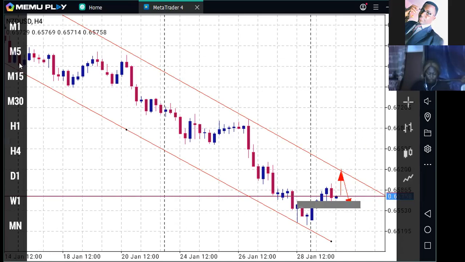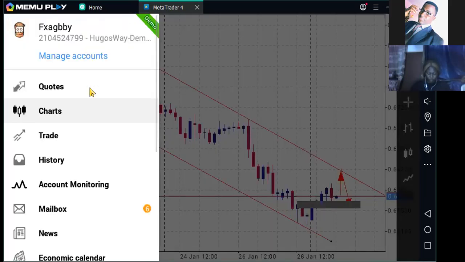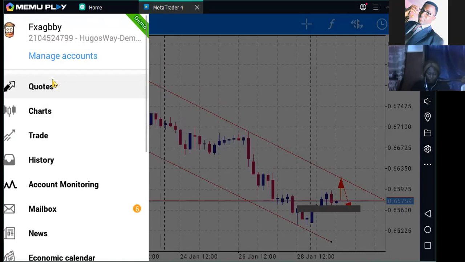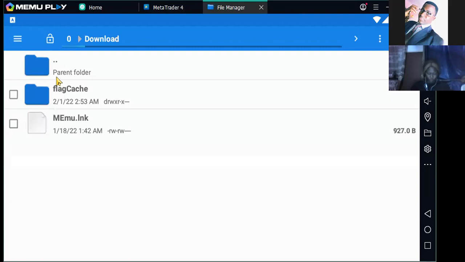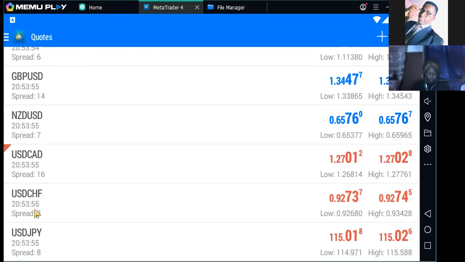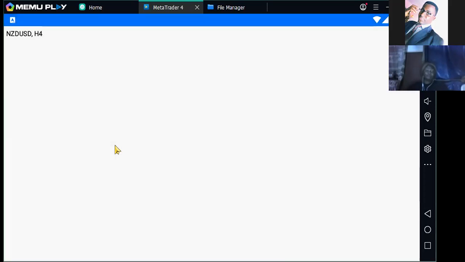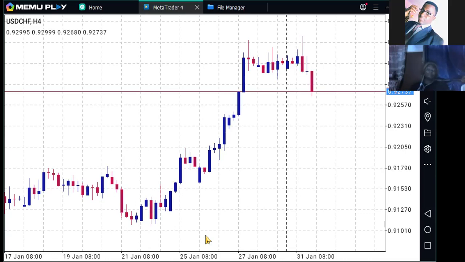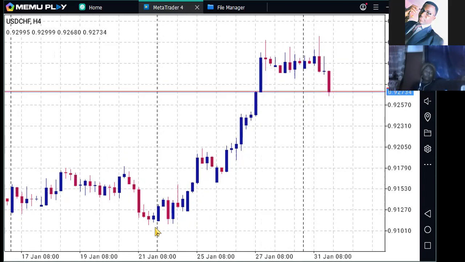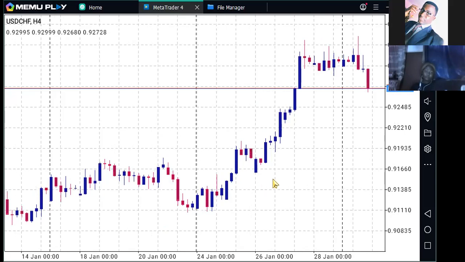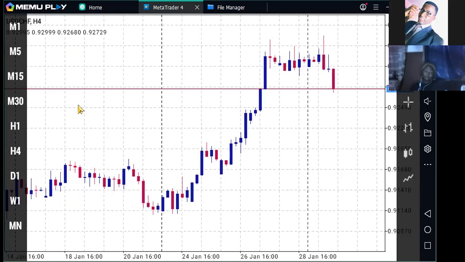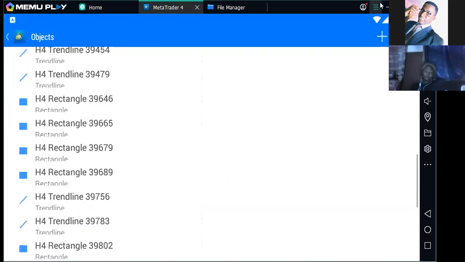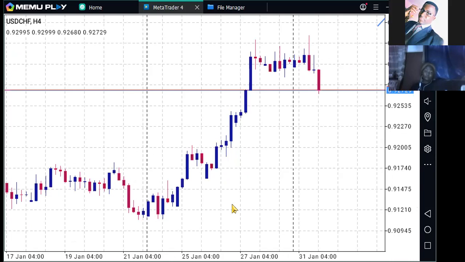So I'll pick another two and we look at this from this direction. How did I get here? Sorry. So let me pick USD CHF. This is a market I'm supposed to have traded today.